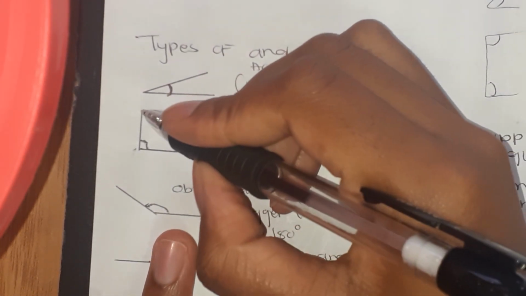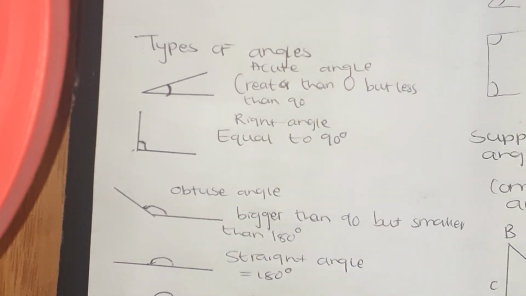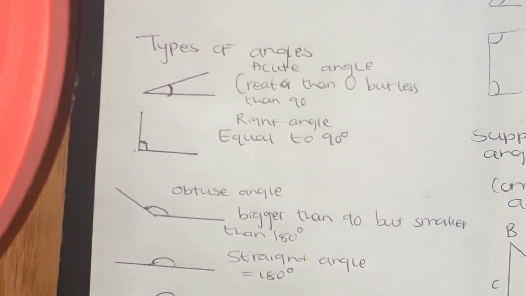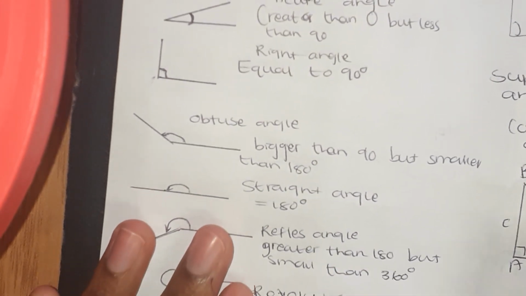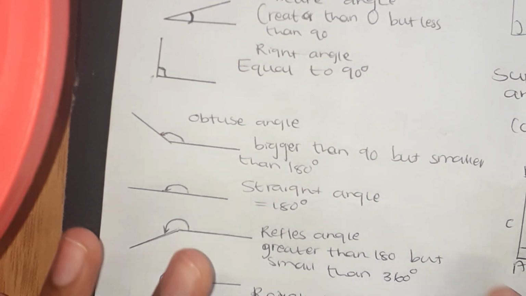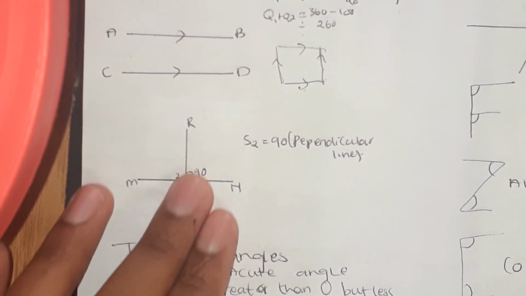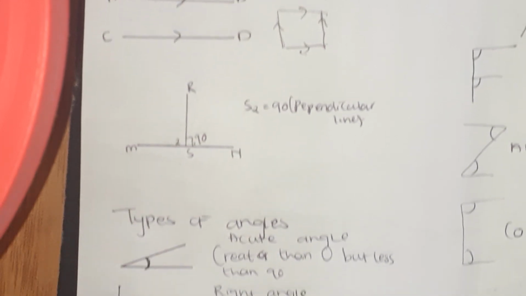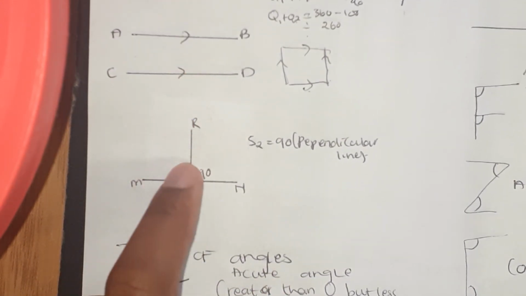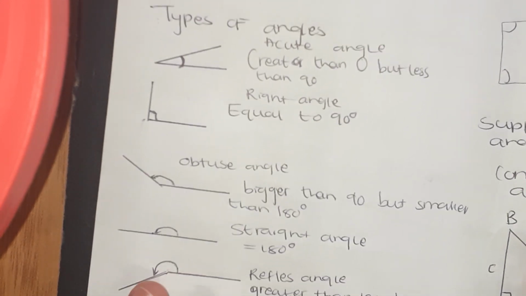So if we are to draw a triangle here, that will be a right angle triangle, right? As long as there's 90 here, it has to be a triangle. Now it equals 90 degrees exactly. And then this one is a right angle, right? Or you can just say this is a right angle as well.